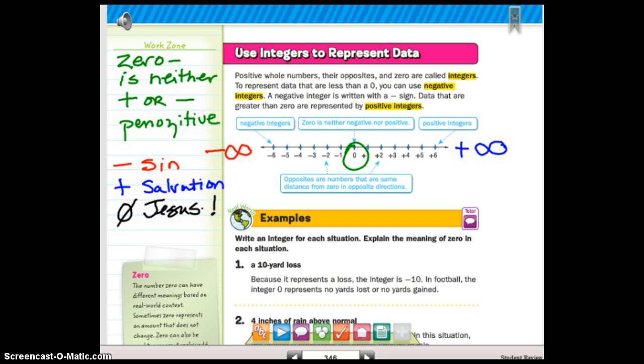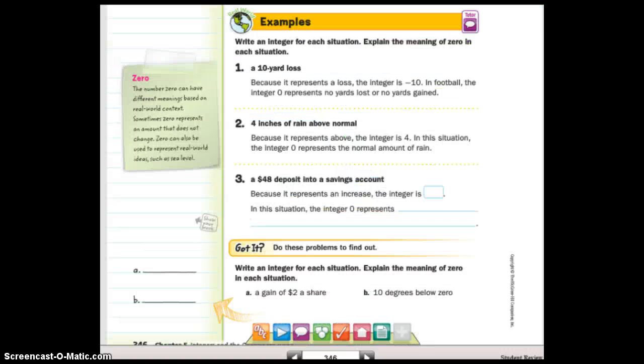All right, we're now going to go over some real life examples. In example 1, we have a 10-yard loss. For those of you that are boys and know about football, when you lose 10 yards, this is not a good thing. So we would denote that as -10.